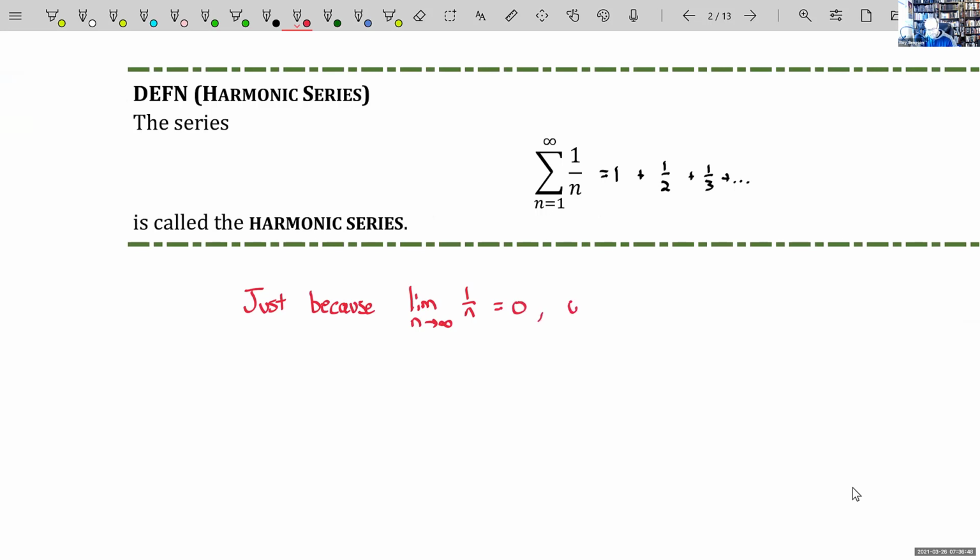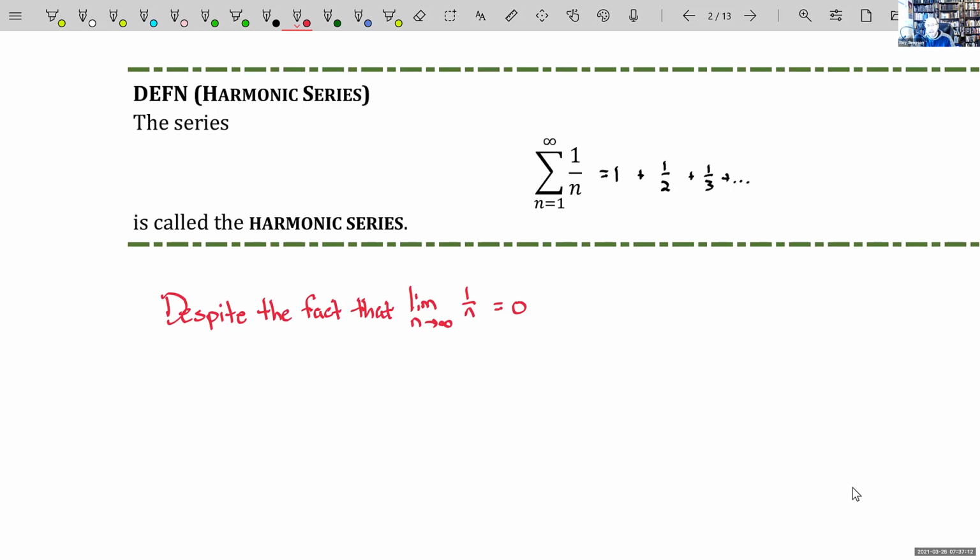let me try my English here. Just because of this, that's probably not the right way to say it. Let's just say despite the fact that the limit, there we go.